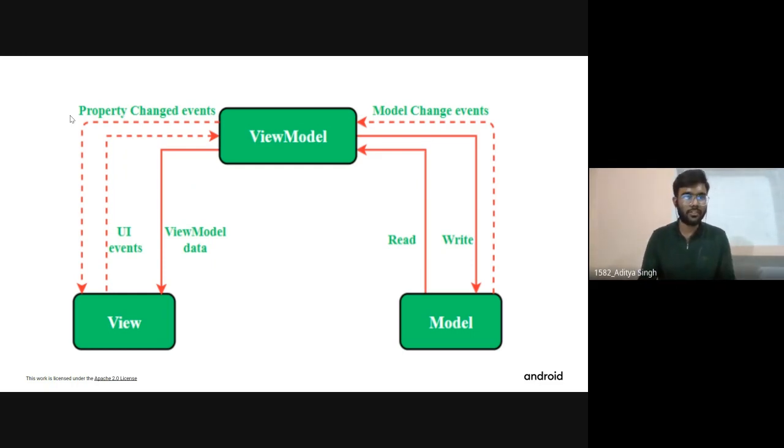Okay, so property change events include many things, like orientation change, which I told you, and other things maybe, split screen and picture in picture mode. So these all things come under property change events. Okay, UI events, I told you the button press example where you were supposed to display a text. And view model data is that text which view model sent to our view for displaying purpose. And I told you we use model for reading and writing purposes.